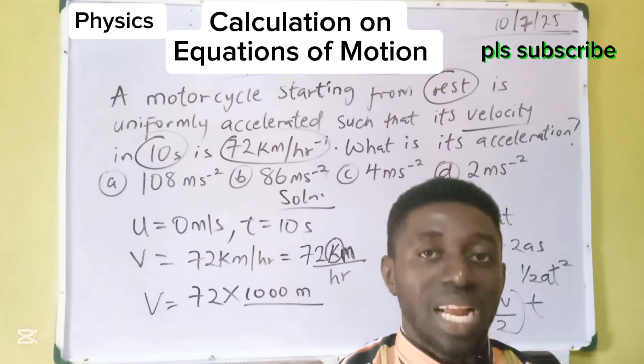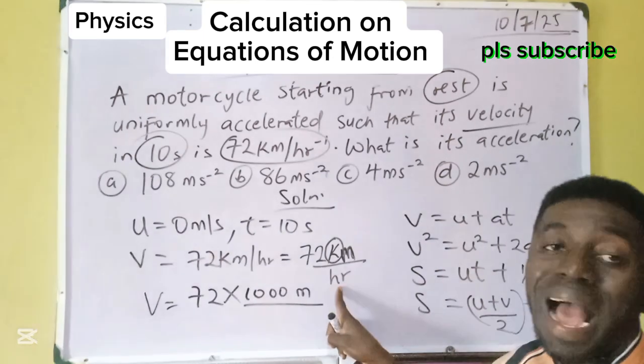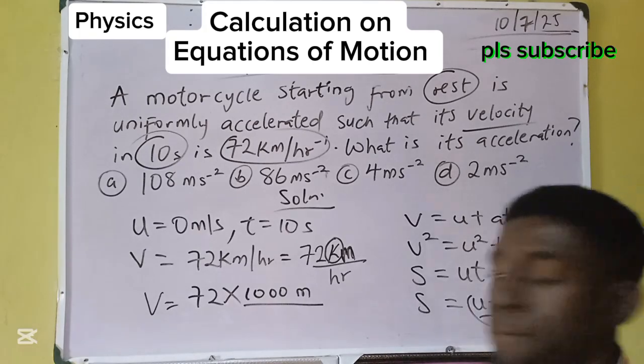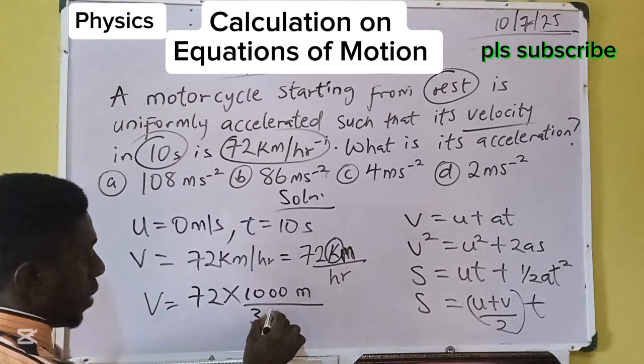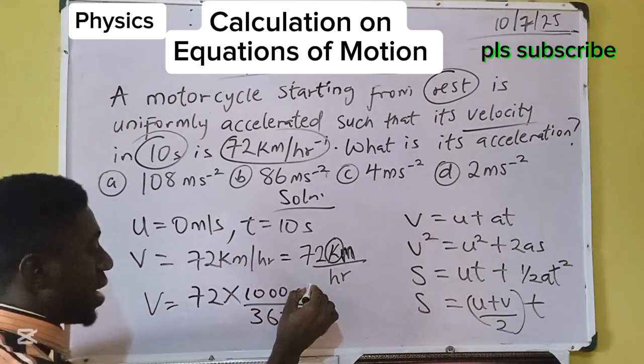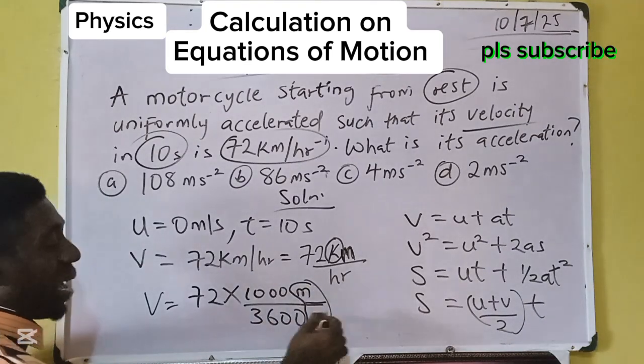3,600 seconds is the same thing as 1 hour. Anywhere I have an hour, it means 1 hour. Therefore, I can also put 3,600 seconds in place of that 1 hour. So 3,600 seconds. Conversion done. The final unit is now meter per second.